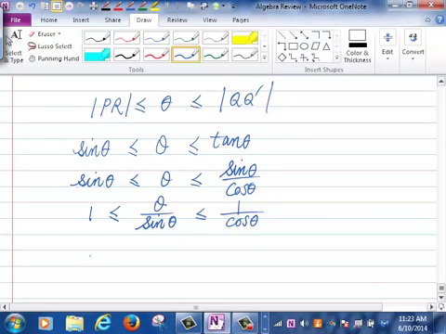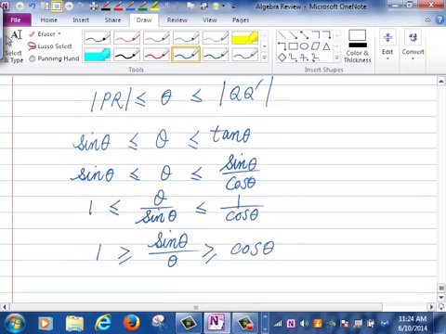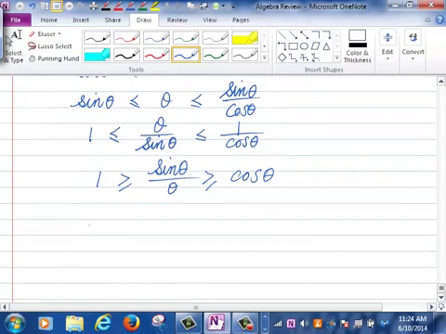Now what I'm going to do is flip everything. If I flip everything, what do I get? In the middle one would be sine theta over theta, right? But if I flip, the inequalities would be reversed, right? And this would be cosine theta. So what I have is cosine theta less than sine theta over theta less than or equal to 1.